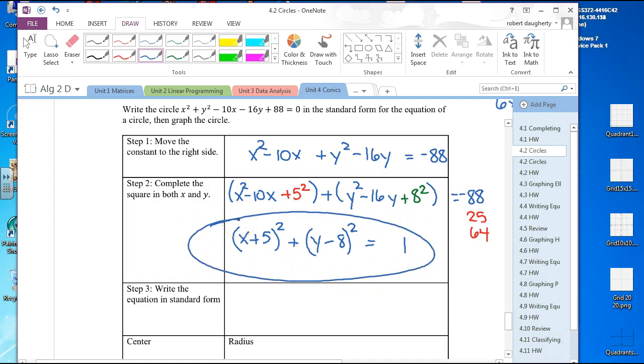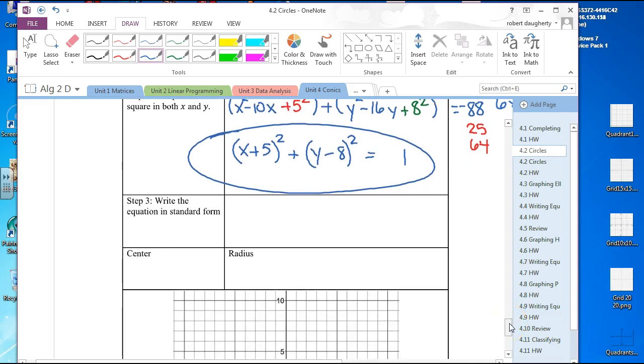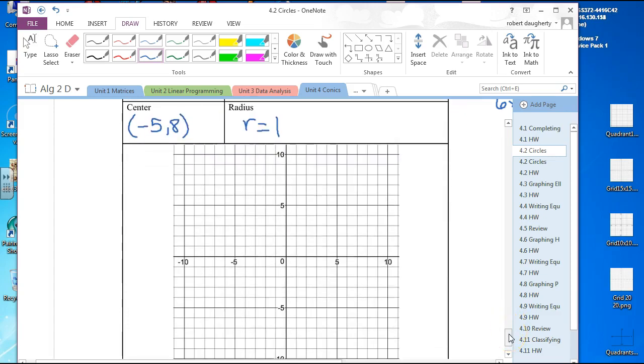So what is the center of this circle? This circle is centered at negative 5, 8. And it has a radius of 1. So a circle at negative 5, 8 with a radius of 1. Hopefully I can draw this one a little bit better. There we go. At negative 5, 8, that's my center, and then my radius is 1.